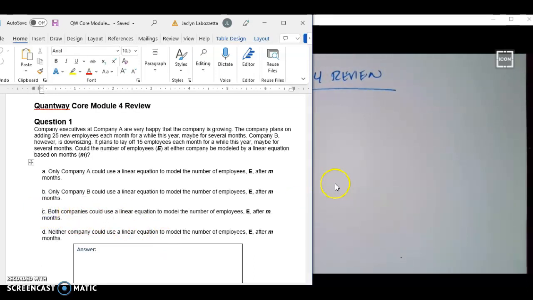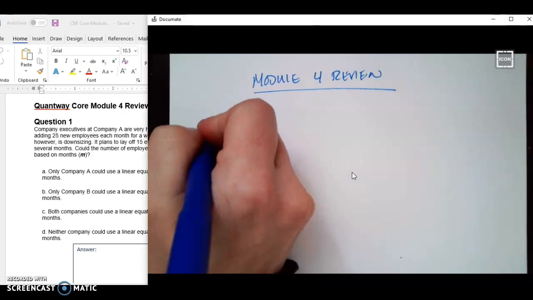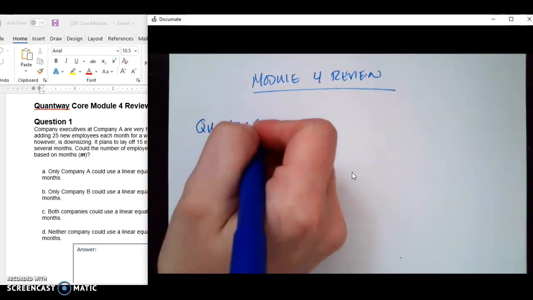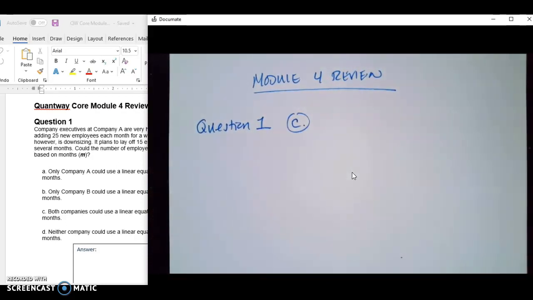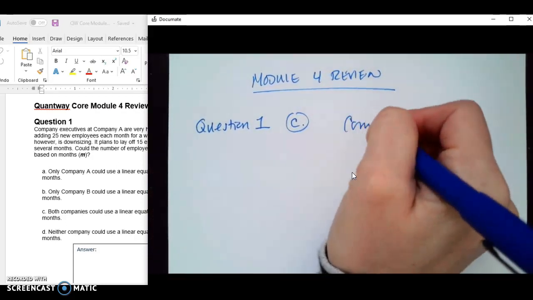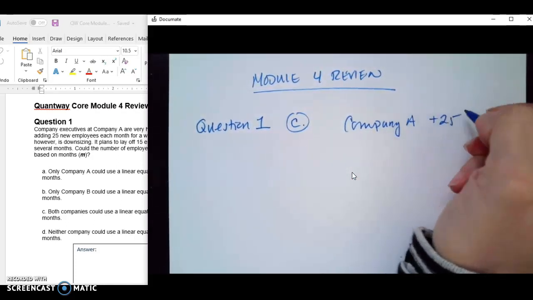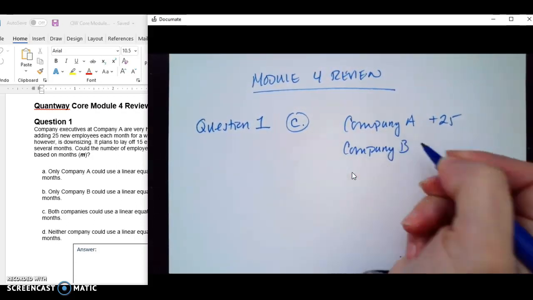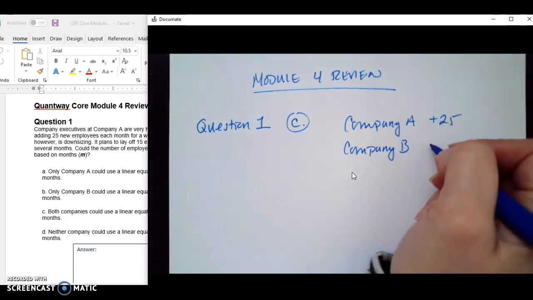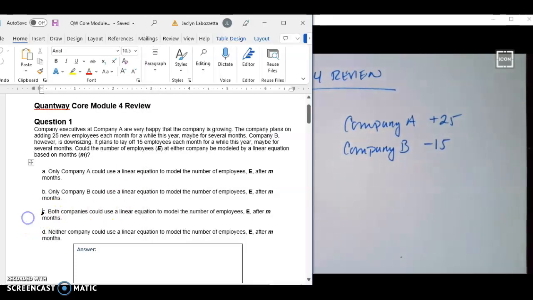I'll just write that on the side here. So question 1 would be choice C. And again, for Company A, that constant rate of change would be plus 25, and for Company B, that constant rate of change would be minus 15. Both are linear.